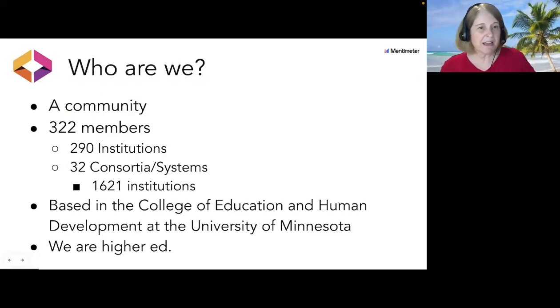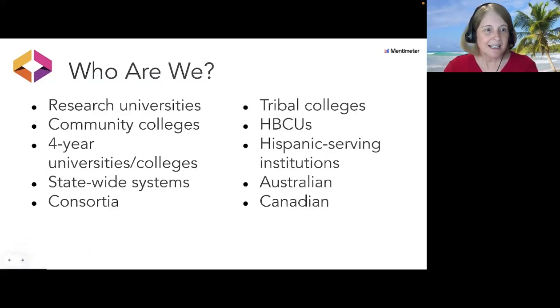We also want to talk about who we are, and collectively, we are a community of higher ed institutions that are working together to transform education to be more equitable, affordable, and accessible. The Open Education Network is housed at the University of Minnesota's College of Education and Human Development. It is not a vendor. It encompasses all types of institutions.